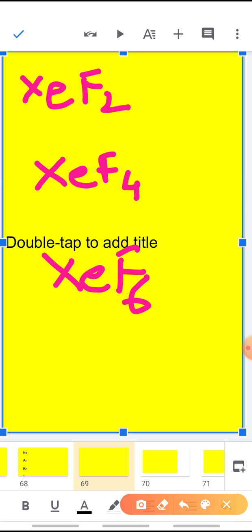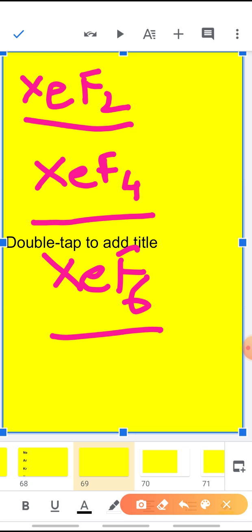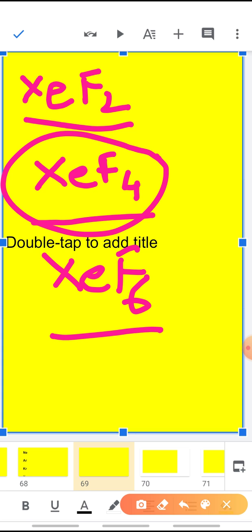XeF2, XeF4 and XeF6, and they are formed by the direct reaction of the elements under appropriate experimental conditions, like a high temperature of about 673 Kelvin is required for the formation of XeF2. For XeF4, 873, and for XeF6, 573 Kelvin temperature is required. Now XeF6 can also be prepared by the interaction of XeF4 with O2 and F2. Now these are the important compounds.